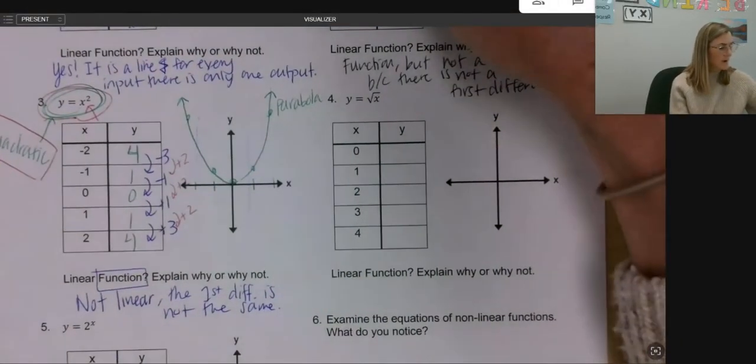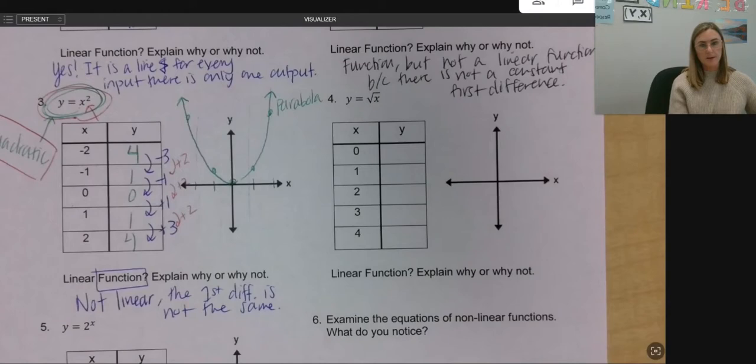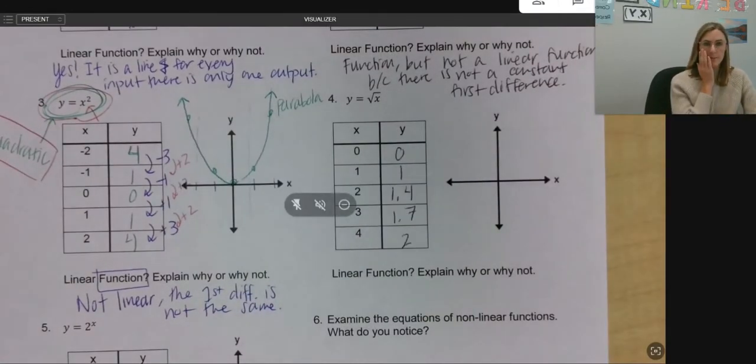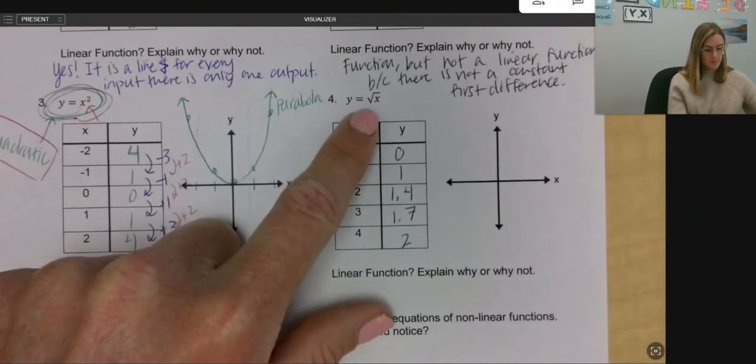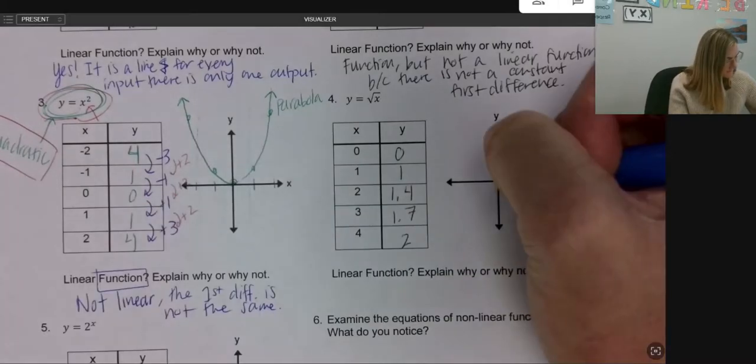Next one is y equals the square root of x. So go ahead and fill out the table again, and then we'll graph. And this is an exception where you can use a calculator to graph this. Normally, we're used to not using a calculator for square roots, but you can actually plug this into your calculator now. Square root of 0 is 0.